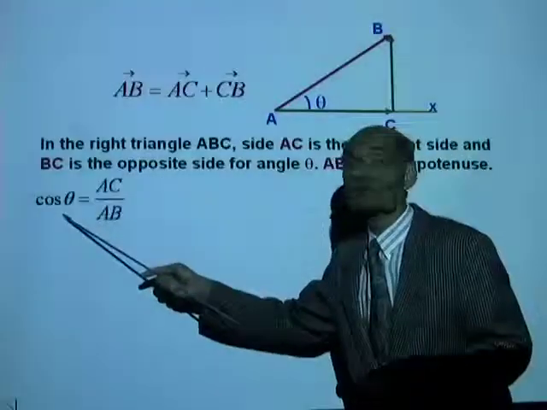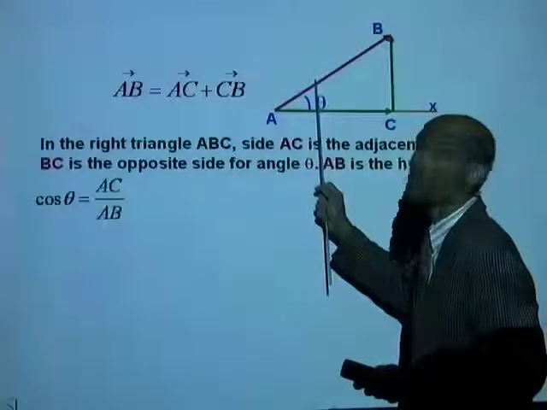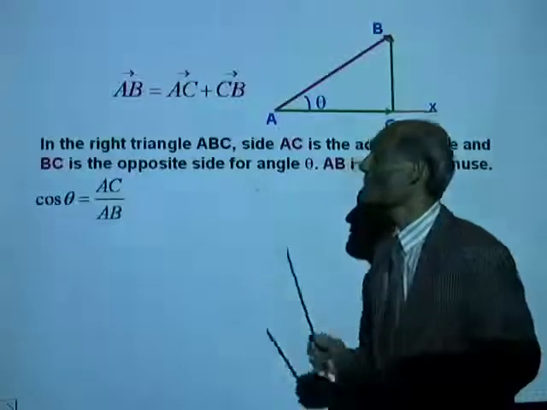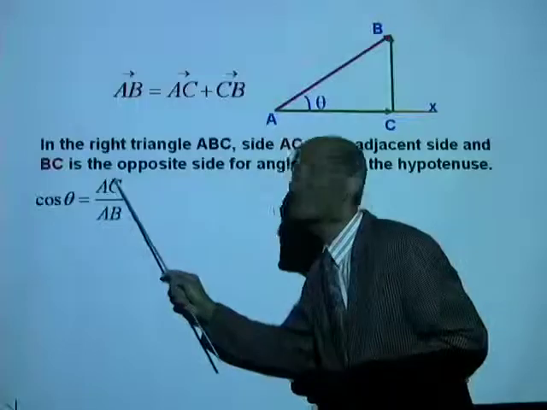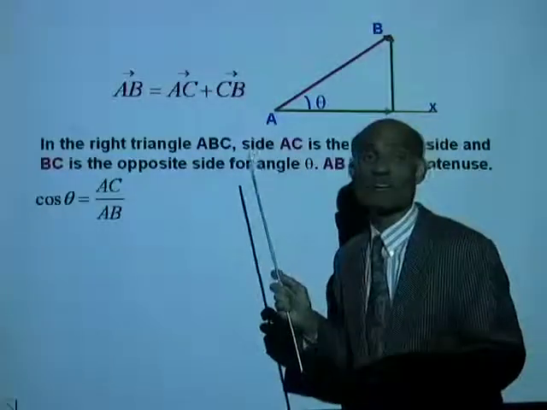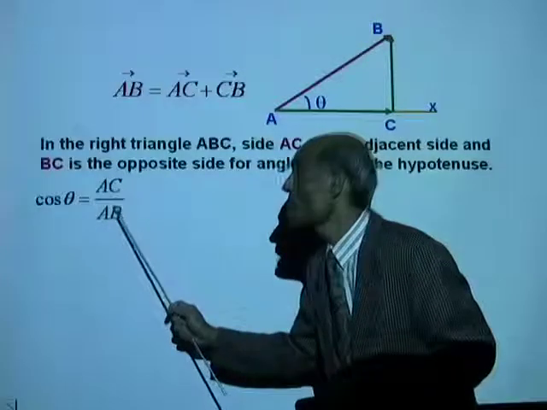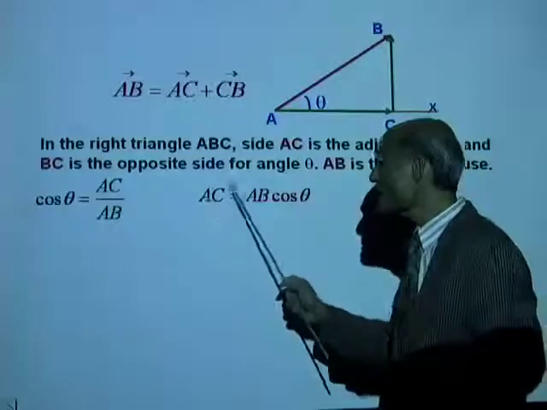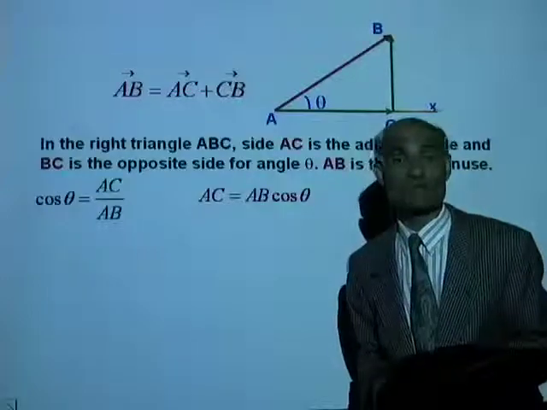Now, you know cos theta is adjacent side divided by the hypotenuse. So cos theta is AC divided by AB. And therefore, what is AC equal to? AC is the x component of the vector. AC equal to AB times cos theta. So AC equal to AB multiplied by cos theta.